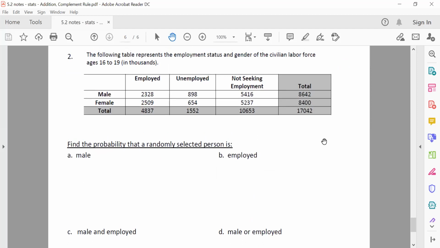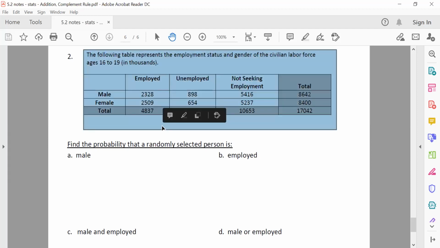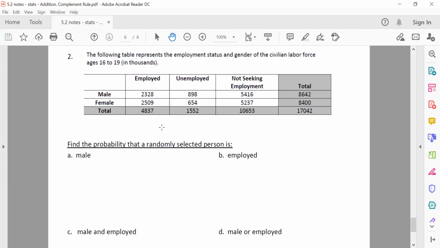This last one, the following table represents the employment status and gender of the civilian labor force, but only in their high teens, old enough to have a job, but not yet 20, 16 to 19. This might just be in a certain town or something like that. So let's see, there's 2,328 employed males in this age group. There's 2,509 employed females, for a total of 4,837 in that age group who have a job.